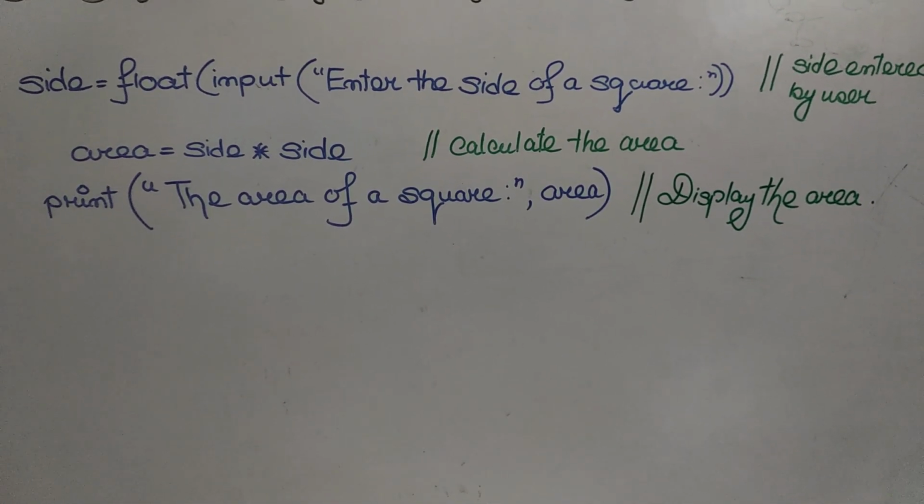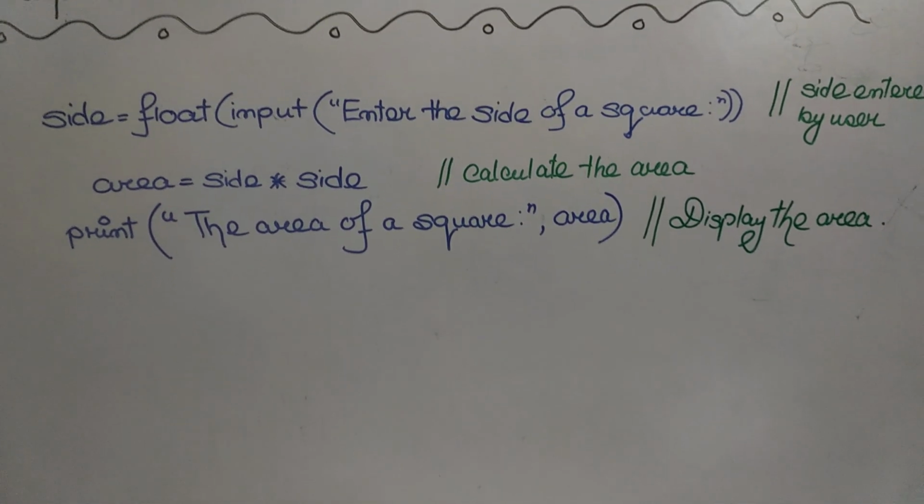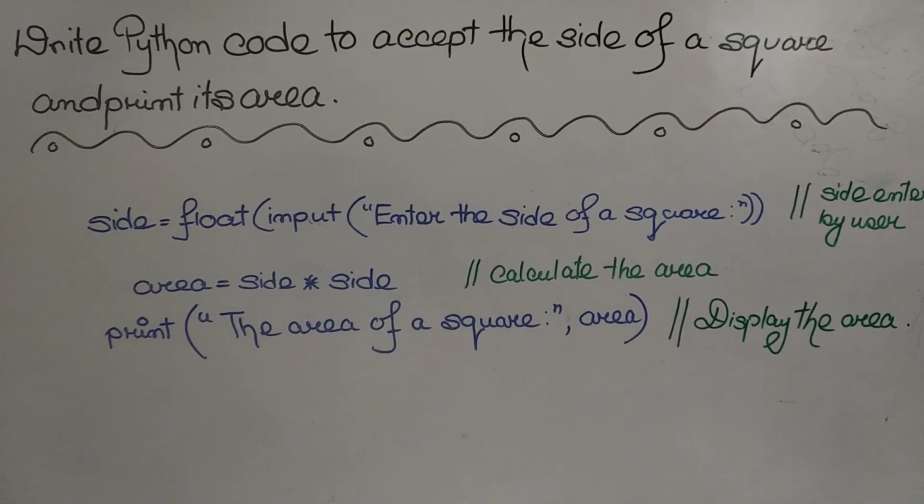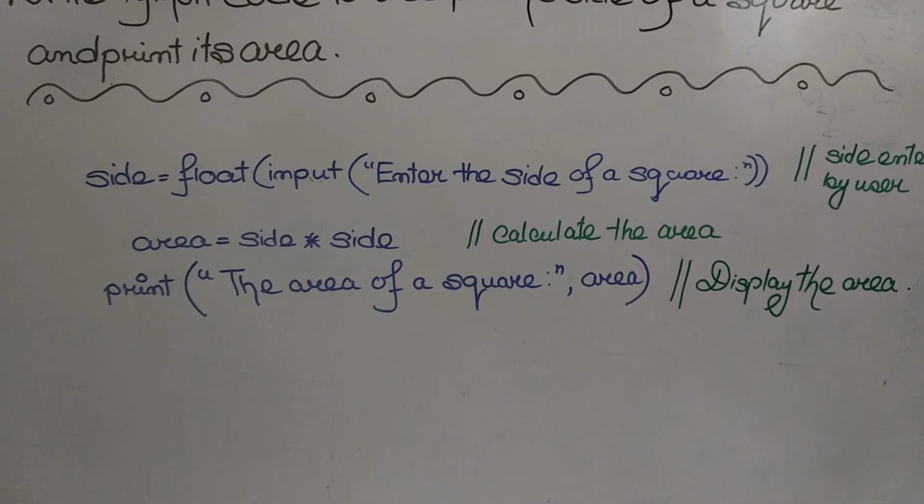Now after entering the side, we have to calculate the area. How to calculate the area? This is a very simple process. Area is equal to side into side, because we are finding the area of a square. So square area is side into side.